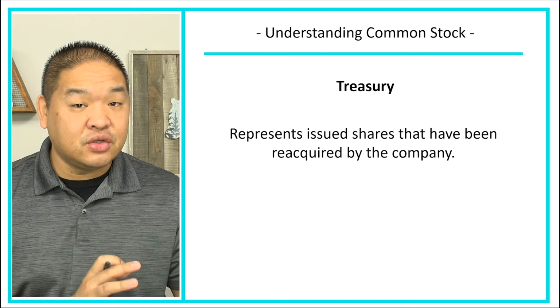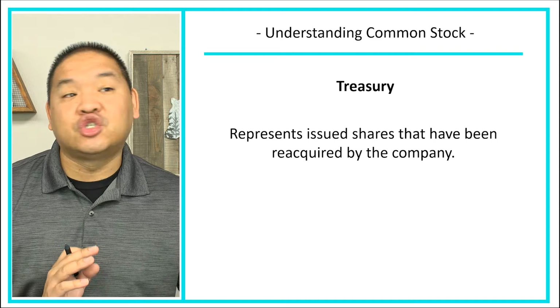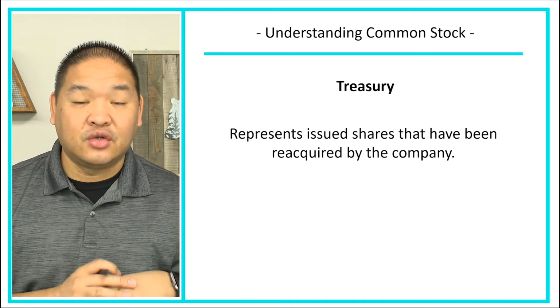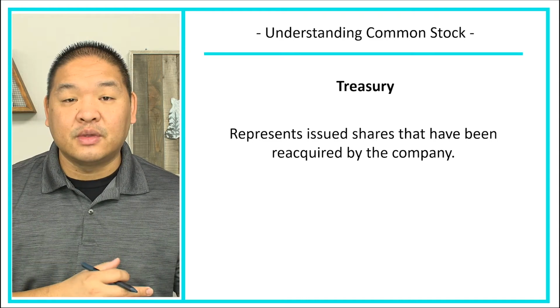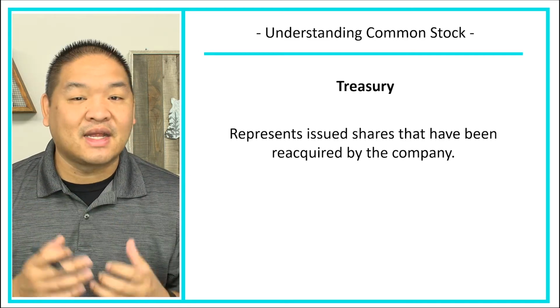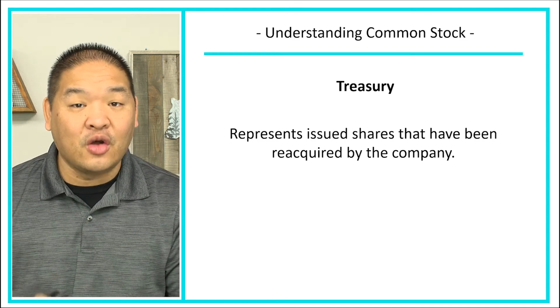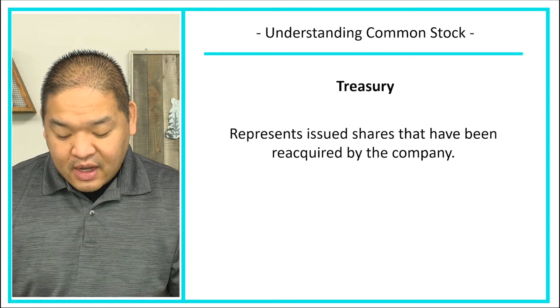They're still considered issued because you haven't retired them. Retiring them would be like shredding those shares, and so they're no longer available. They're still available to be sold. They're just not in the public's hands, they're in the company's hands, and the company cannot own itself. So we call it treasury stock because they can't own themselves, okay?